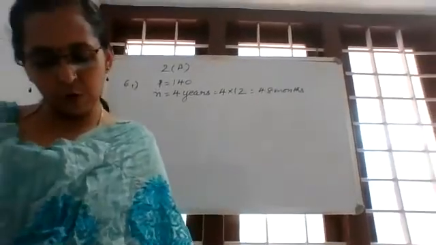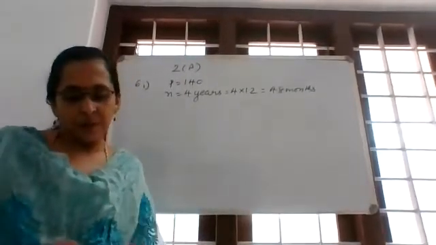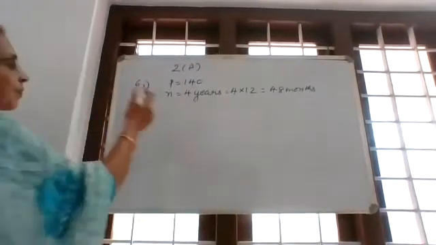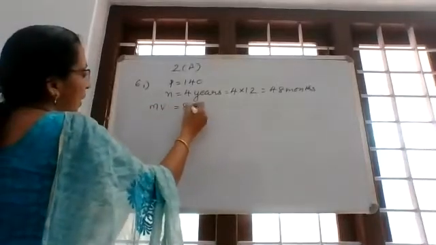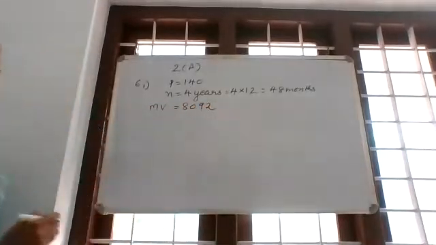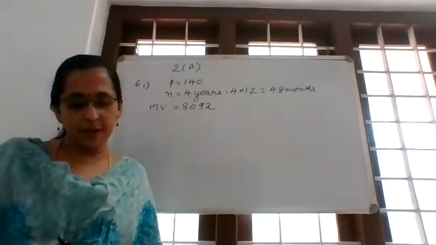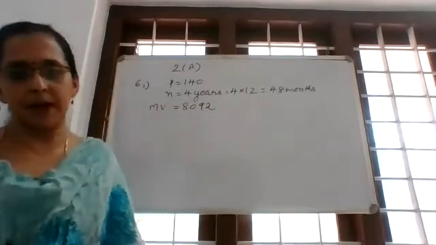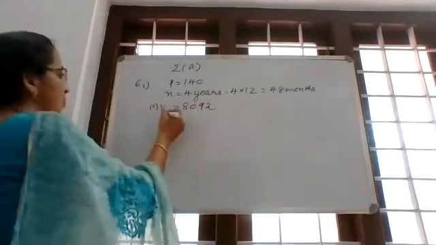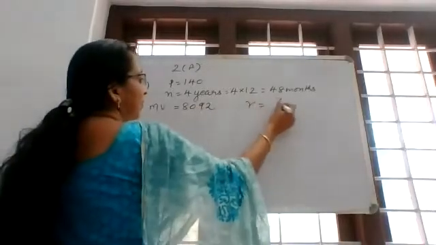Those who don't know, please follow me. Others, you can do your own. If he gets maturity value equal to 8,092 rupees on maturity, find the rate of interest given by the bank. So R is equal to question mark. We want to find out R.